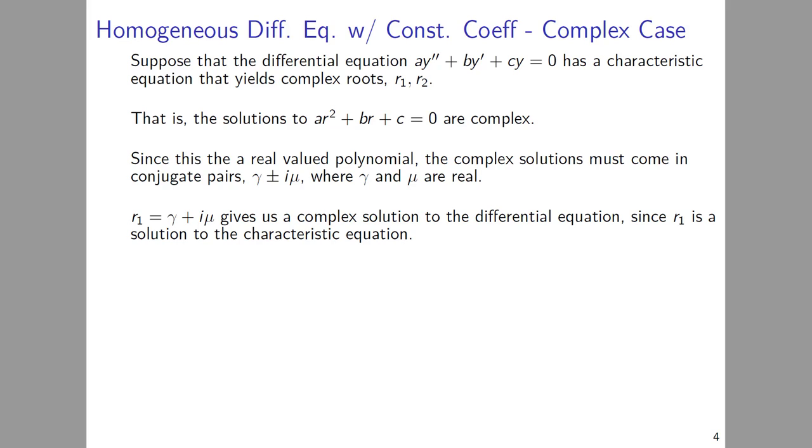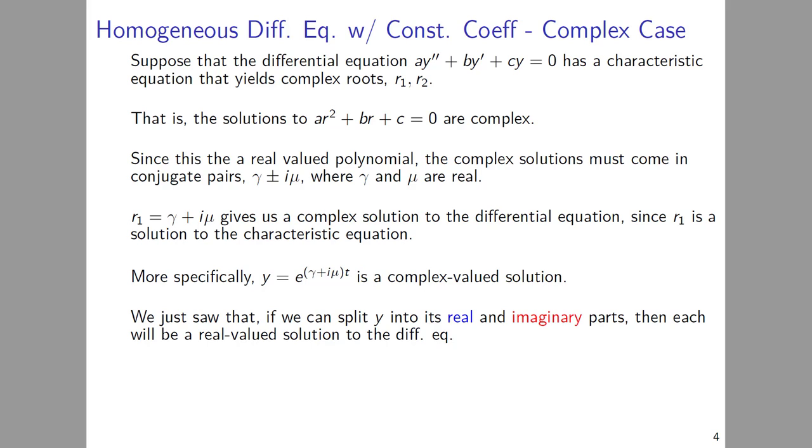Taking r1 to be gamma plus i mu gives a complex solution to the differential equation, since r1 is a solution to the characteristic equation. More specifically, that solution is y equals e to the r1 t, e to the (gamma plus i mu) t, a complex valued solution. And we just saw that if we can split y into its real and imaginary parts, then each will be a real valued solution to the differential equation.